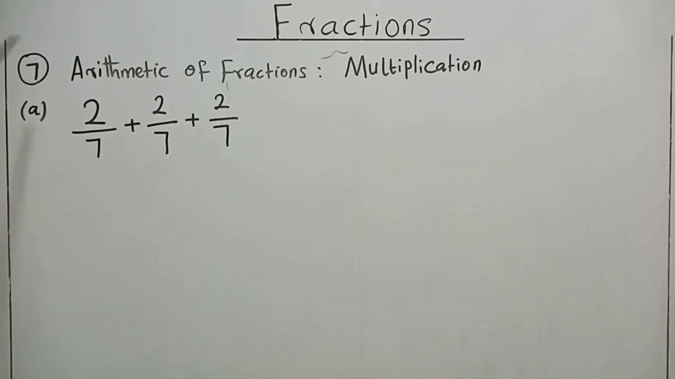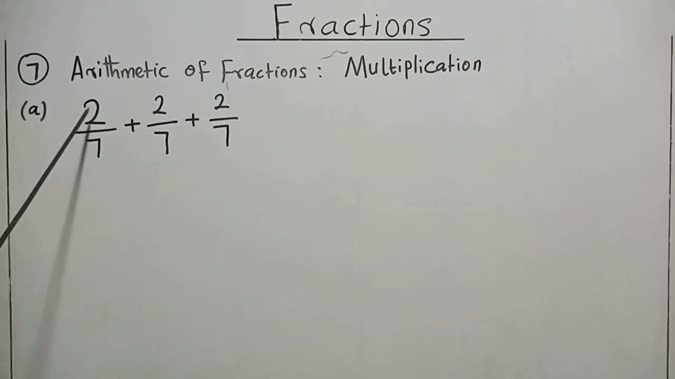It says 2 over 7 plus 2 over 7 plus 2 over 7. Please notice that 2 over 7 is being added to itself repeatedly. What do you call the process of getting a number added to itself repeatedly? From what we learned earlier, the name is multiplication. A number multiplies when that number keeps increasing by the same quantity, the same number each time.